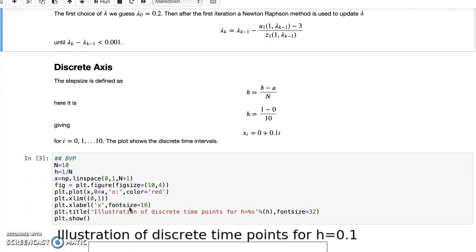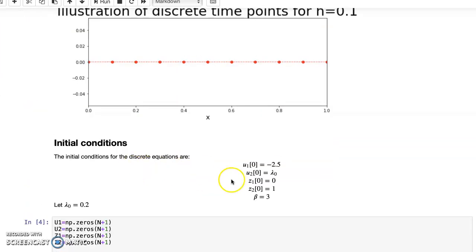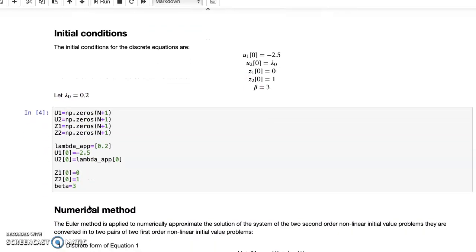As always, we discretize our domain. And now these are initial conditions. y1 0 is equal to minus 2.5, y2 0 is equal to lambda 0, z1 0 is equal to 0, z2 0 is equal to 1. Beta, which is our endpoint that we're trying to get to, is equal to 3. And I estimate lambda naught is equal to 0.2. Here we are just stating those facts.